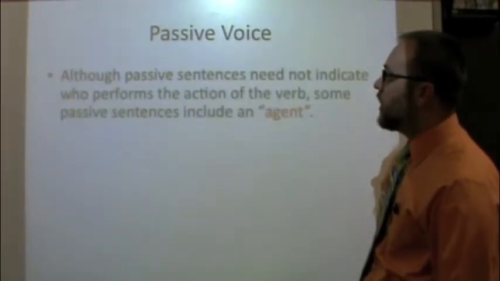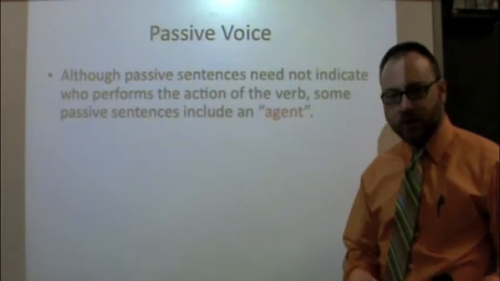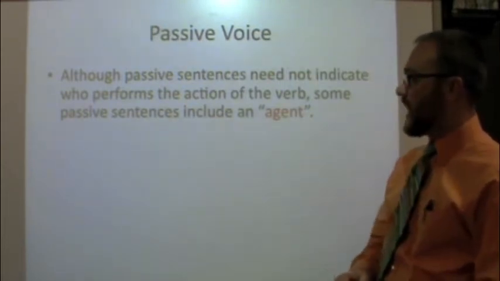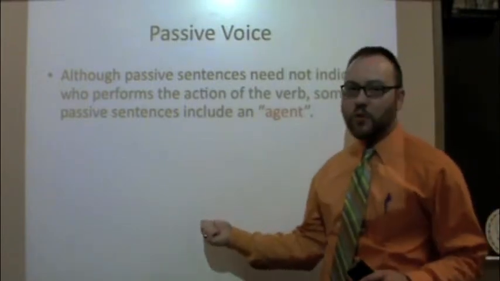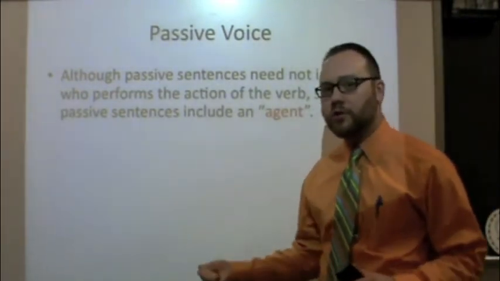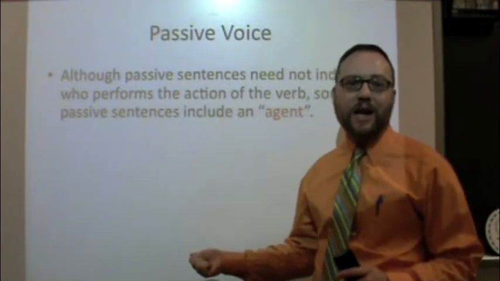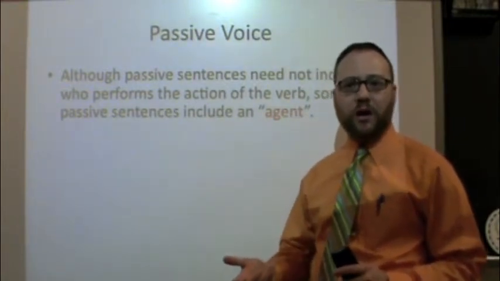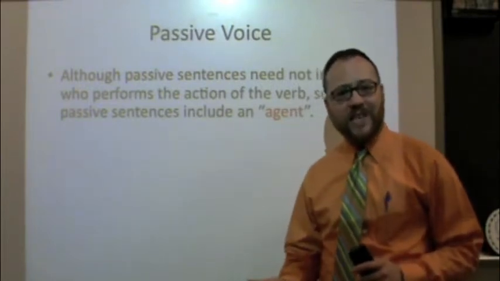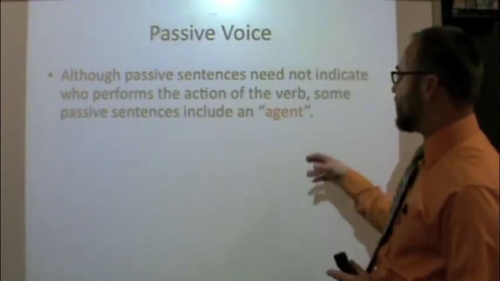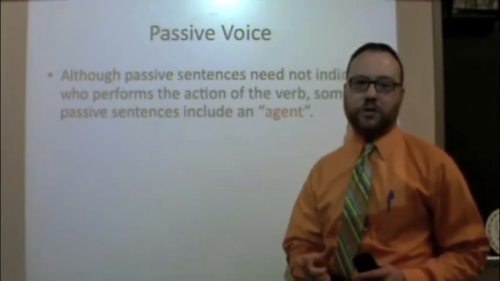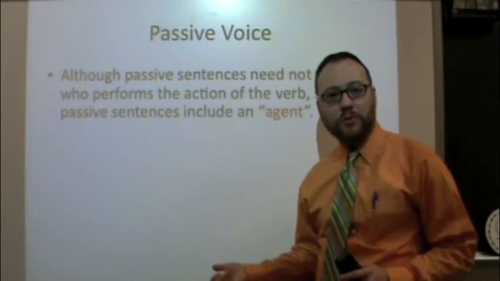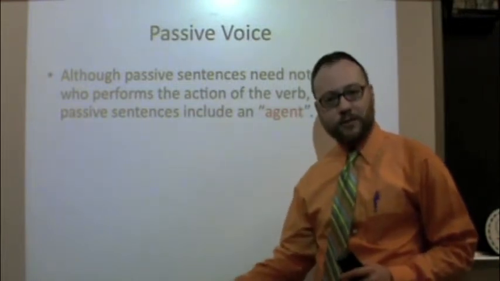Now, I'll make note of this: passive sentences need not indicate who performs the action of the verb. Like in those last sentences, we don't know who was reading the book and we don't know who was washing the car. It doesn't necessarily matter in those sentences. But sometimes you're going to encounter sentences where you need to talk about who is actually doing the action. That person or thing becomes known as the agent. For example, if the sentence is the books are being read by Bob, Bob would be the agent. He is the one doing the reading.